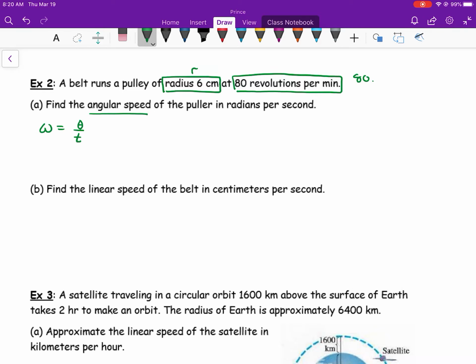So if we look at this, we got 80 revolutions per minute. Now remember, 1 revolution around a circle is 2 pi. So we're going to convert this to radians. So multiply by 2 pi, and then we get 160 pi revolutions per minute. And we also know that 1 minute is 60 seconds, because we want radians per second.